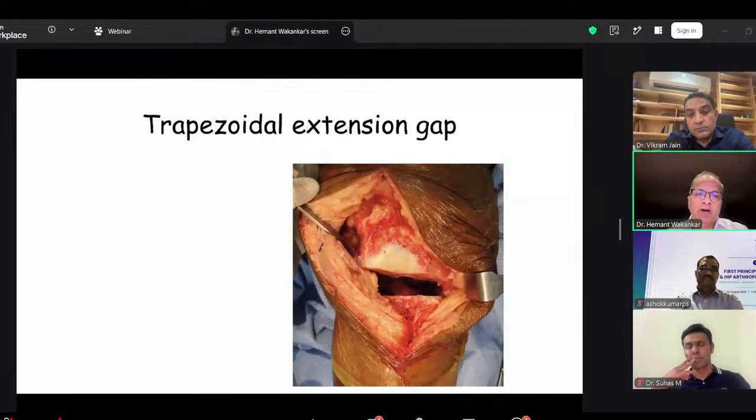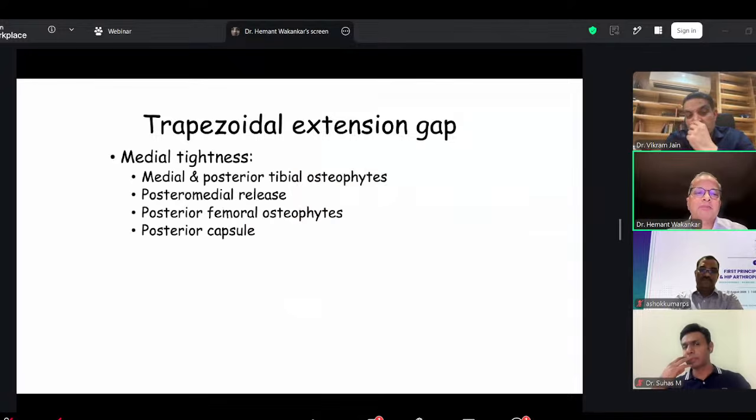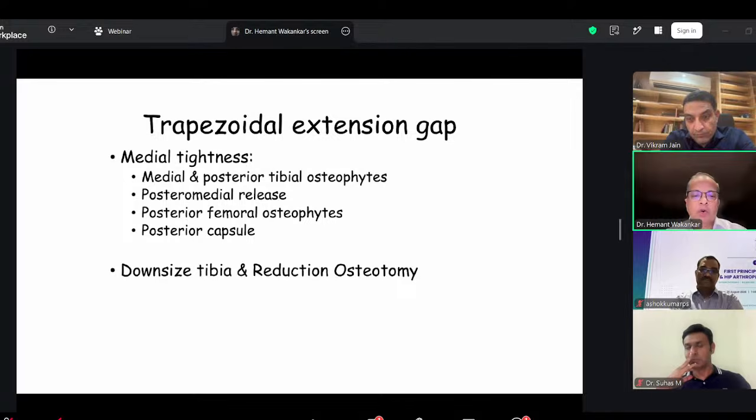At this point of time, I always find my extension gap is trapezoidal, and the medial side is significantly tight. Now, at this point, there are various techniques that are possible for medial tightness. You need to knock off the medial and posterior tibial osteophytes. You need to do a posteromedial release. I need to knock off the posterior femoral osteophytes and posterior capsule if there is a fixed flexion deformity associated. Another technique would be downsizing the tibia and reduction osteotomy. But for downsizing the tibia, I need to know what the femoral size is.